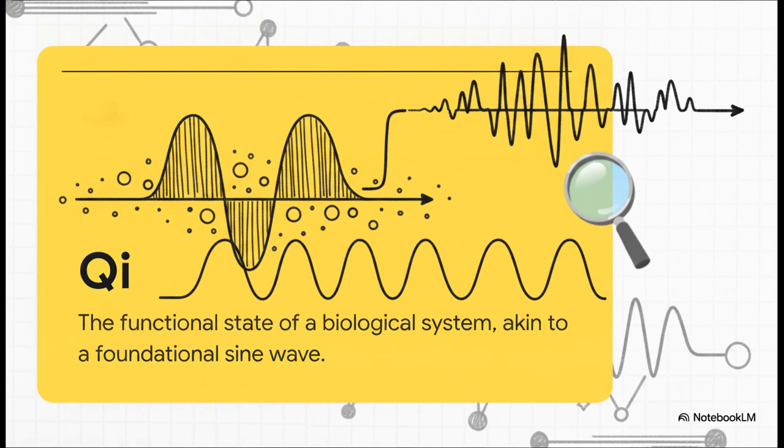If you remember anything from advanced math or physics, think about the Fourier transform. It tells us that any complex chaotic wave can be mathematically broken down into a single foundational sine wave. Well, qi acts exactly like that foundational sine wave for the human body. It's just the fundamental underlying language used to describe whether a biological system is currently strong, weak, blocked, or flowing perfectly.